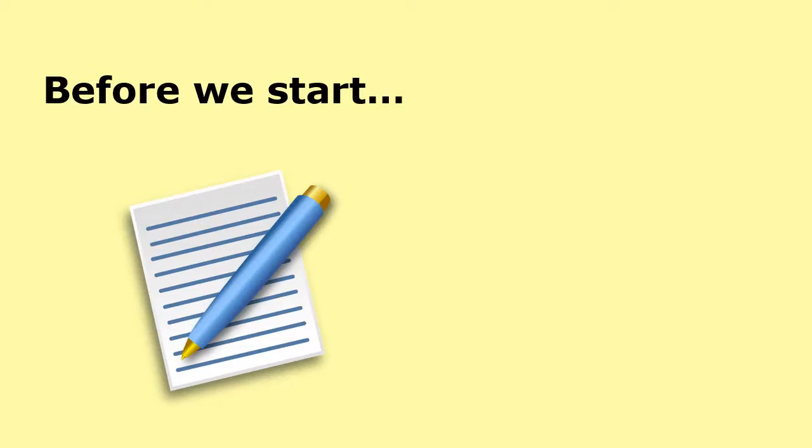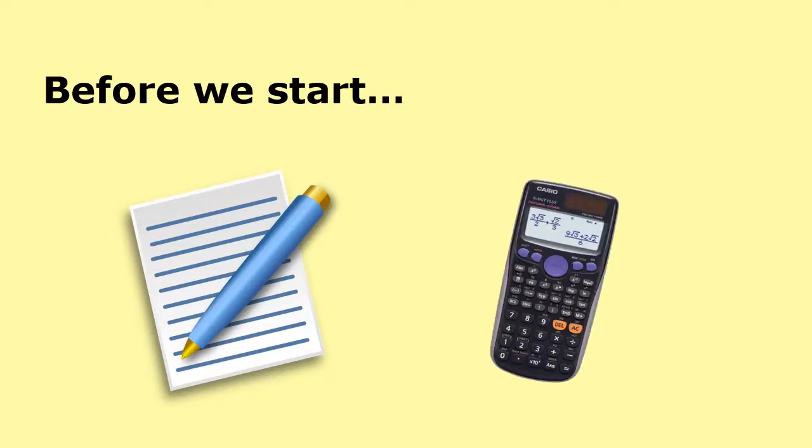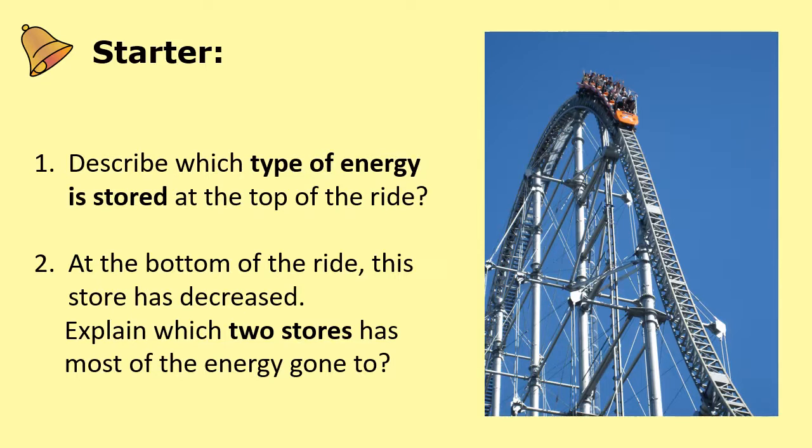Now, before we start this lesson, you will need a paper or an exercise book and a pen. You will also need a calculator, and if you're doing this lesson at home, remember that you need to try and avoid distractions. So put your phone away unless you're using it to watch this lesson, but make sure that you turn notifications off. So here's today's starter.